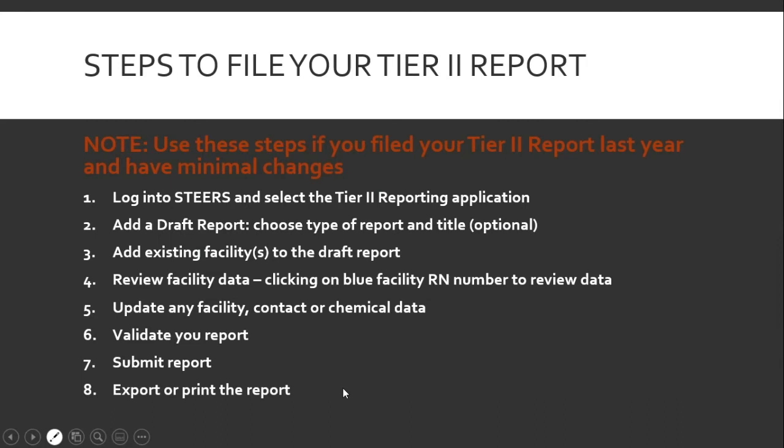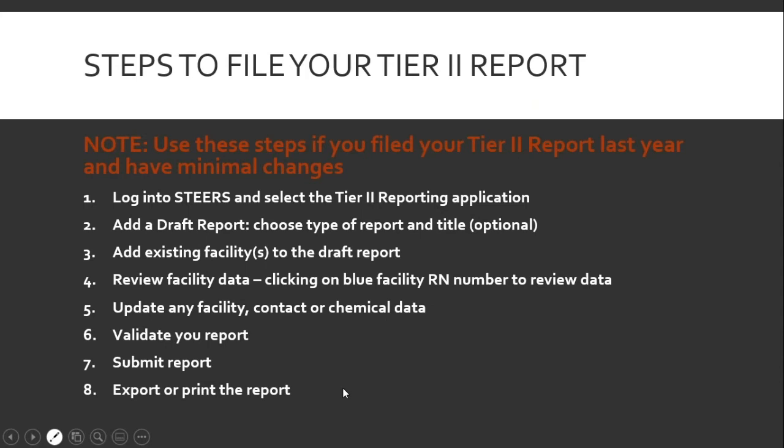So a general timeline on steps needed to file a Tier 2 report. You'll of course log into your STEERS account and select the Tier 2 reporting application. You'll add a draft report, choosing the type of report and title. You'll add the existing facilities to the draft report.